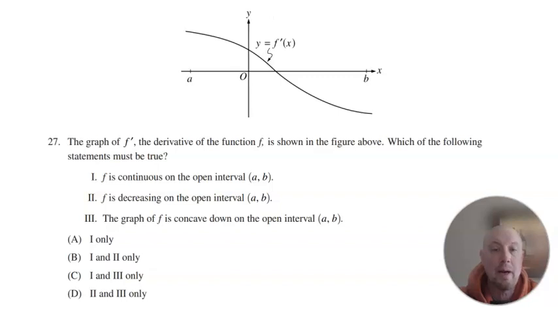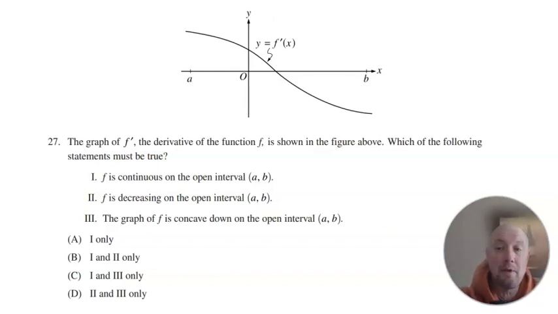The graph of f prime, the derivative of the function f, is shown in the figure above. Which of the following statements must be true? All right, so 1, f is continuous on the open interval a to b. 2, f is decreasing on the open interval a to b. 3, the graph of f is concave down on the open interval a to b.